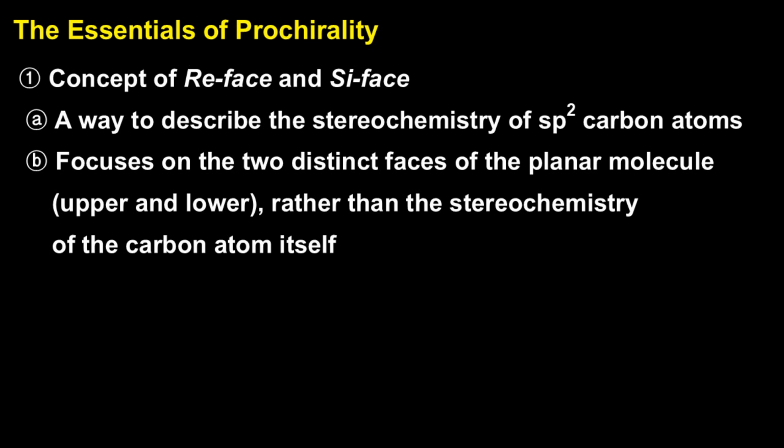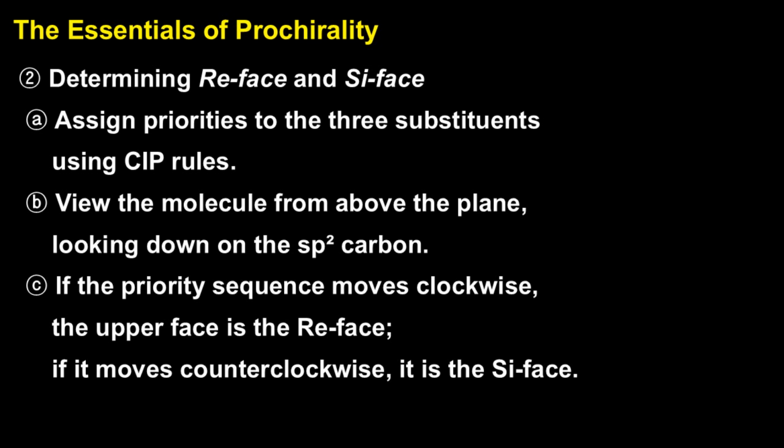Now, instead of describing the stereochemistry of the carbon atom itself, we use something called re-face and si-face to tell the two sides apart. To figure out which is which, we apply the Cahn-Ingold-Prelog priority rules, the same ones we use for assigning R and S configuration. These rules help us figure out how a nucleophile or electrophile will approach and attack the molecule. To figure out whether a given face is the re-face or the si-face, we just follow a simple, step-by-step process.